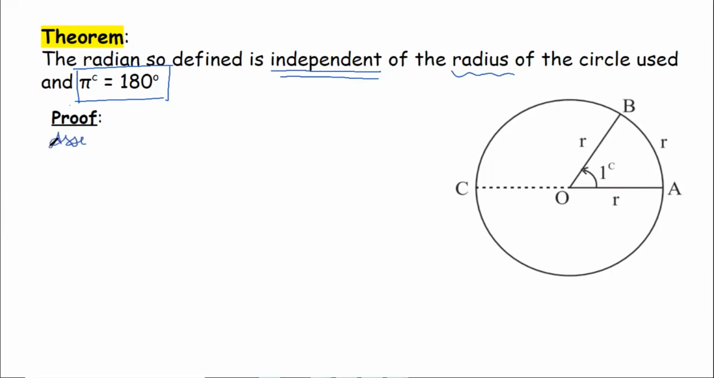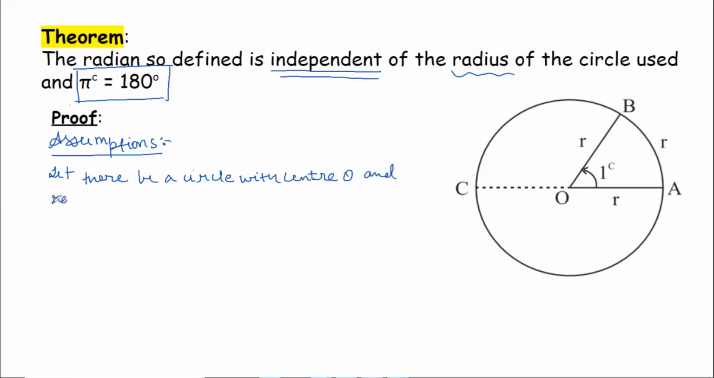So let's state the assumptions made in this particular theorem. So the assumption is: let there be a circle with center O and radius OA and OB is equal to R. Okay.